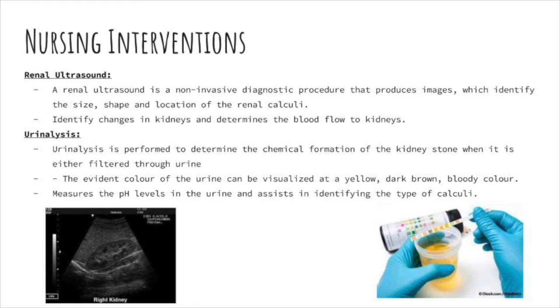When testing pH, levels that indicate less than 5 show evidence that it could be uric acid stones, and a pH level that is higher than 7.5 shows that it could be magnesium struvite phosphate or calcium phosphate stones.